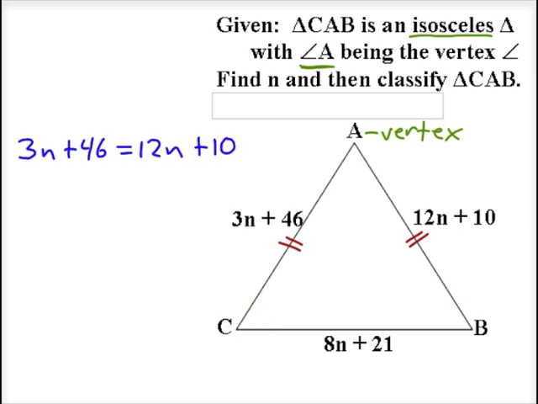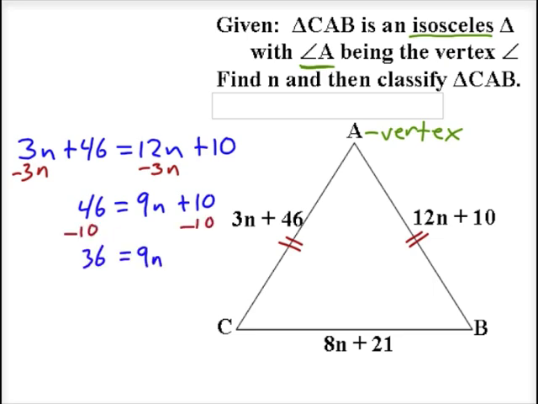So we'll go through and solve for n. I'll subtract 3n from both sides first. Then I'll subtract 10 from both sides. And lastly, dividing by 9 on both sides gives us a value of n. n is 4. So we found n. That's done.